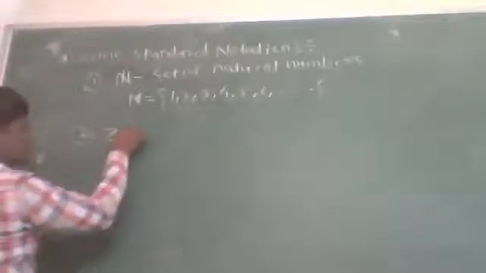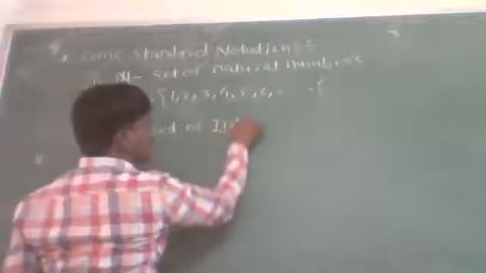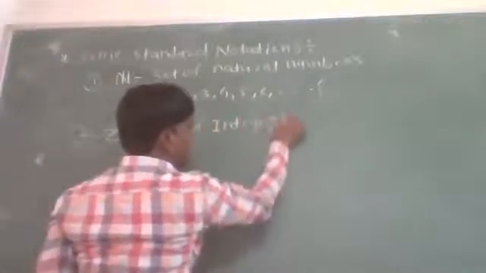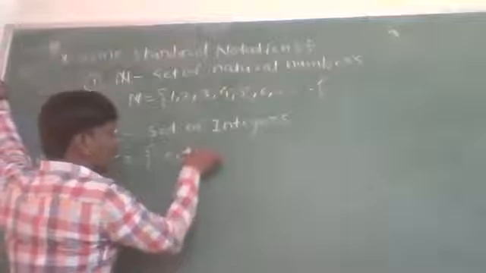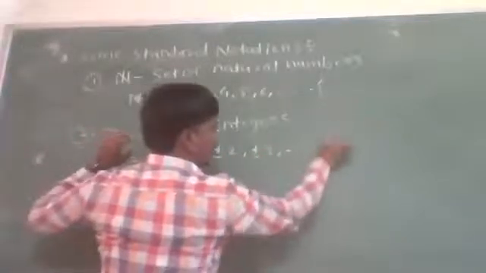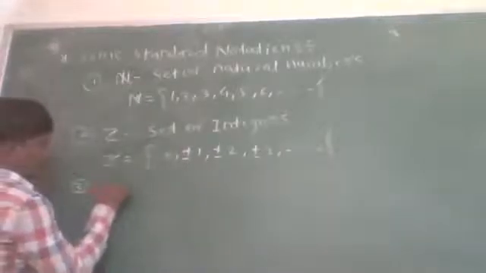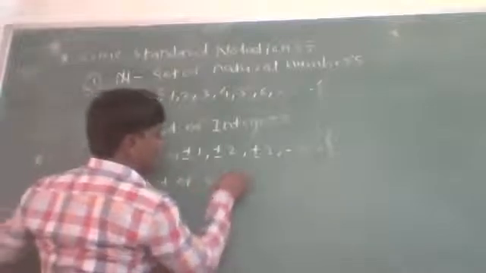Second one is the set of integers. This set contains 0, plus or minus 1, plus or minus 2, plus or minus 3, and so on. Third one is the set of rational numbers.